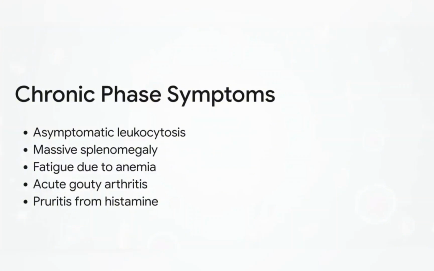When symptoms do finally appear, you'll see massive splenomegaly. Why? Because the bone marrow is totally packed full, so the body starts making blood in the spleen. That's extramedullary hematopoiesis. Patients will complain of abdominal distension and early satiety. You'll also see fatigue due to anemia, simply because cytokines are suppressing red blood cell production. They might even present with acute gouty arthritis because of massive cell turnover increasing uric acid. And finally, pruritus, or itching, because basophils are elevated and basophils release histamine. See, every single symptom has a totally logical mechanism.